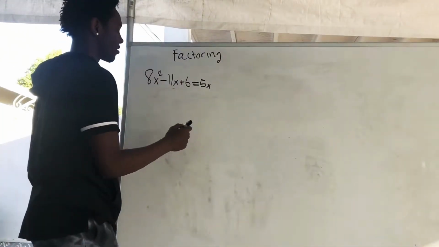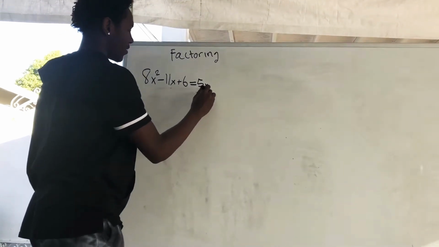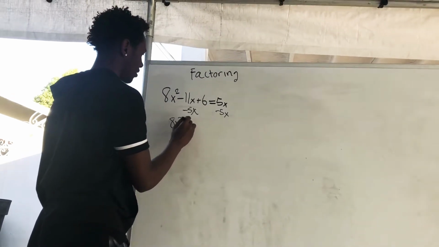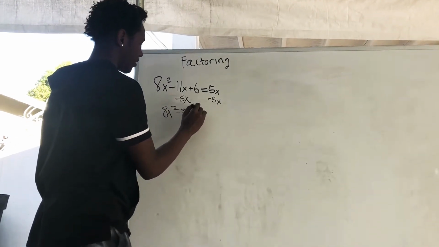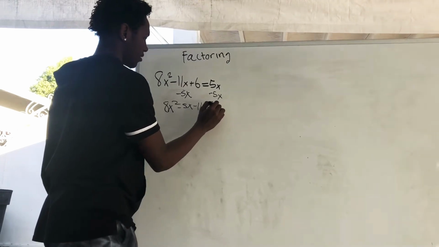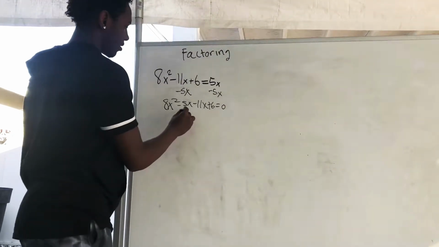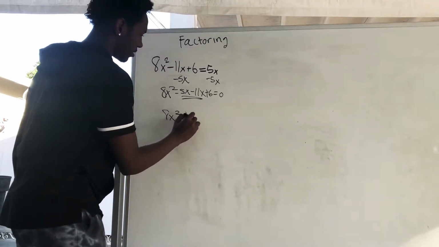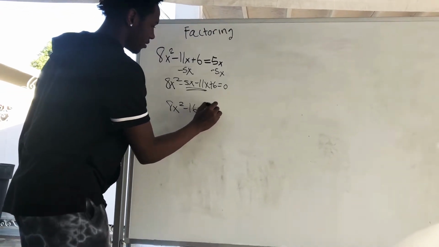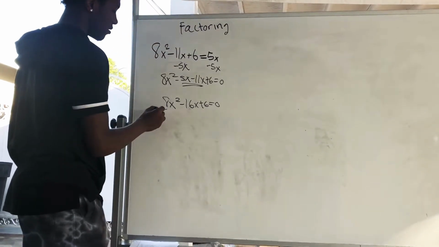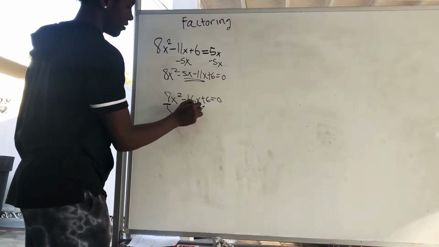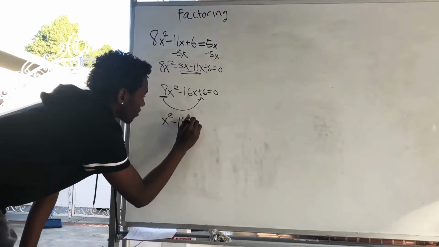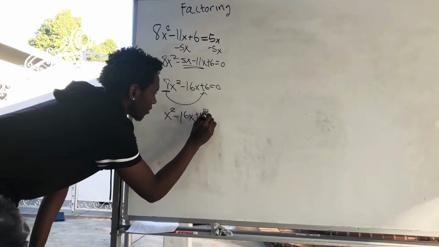Using factoring to solve this equation. So you want to subtract 5x from both sides. You're going to get 8x squared minus 5x minus 11x plus 6 equals 0. Next, we'll combine like terms. You're going to get 8x squared minus 16x plus 6 equals 0. But since this value doesn't equal 1, you have to multiply it by the 6. So you get x squared minus 16x plus 48 equals 0.